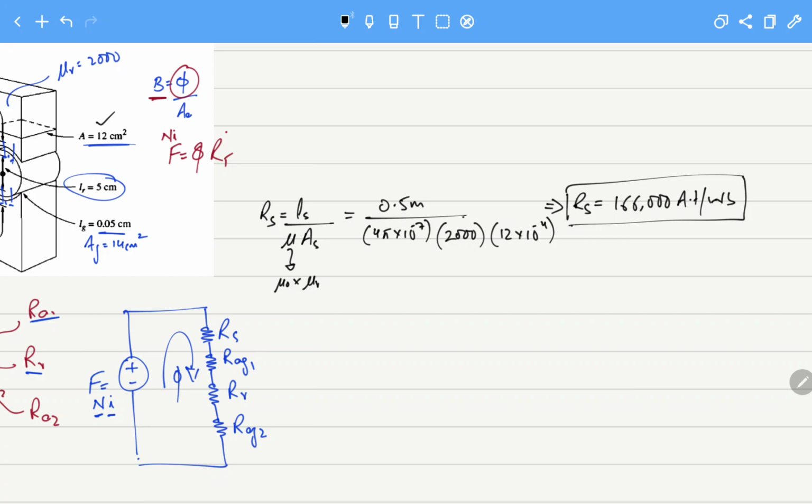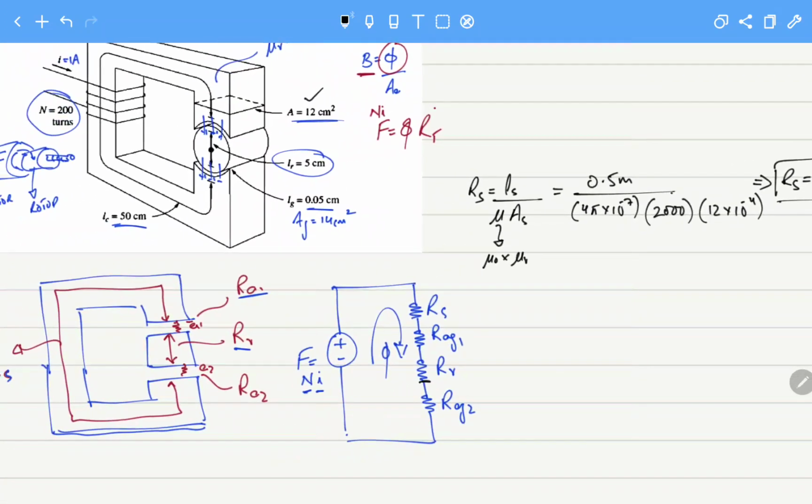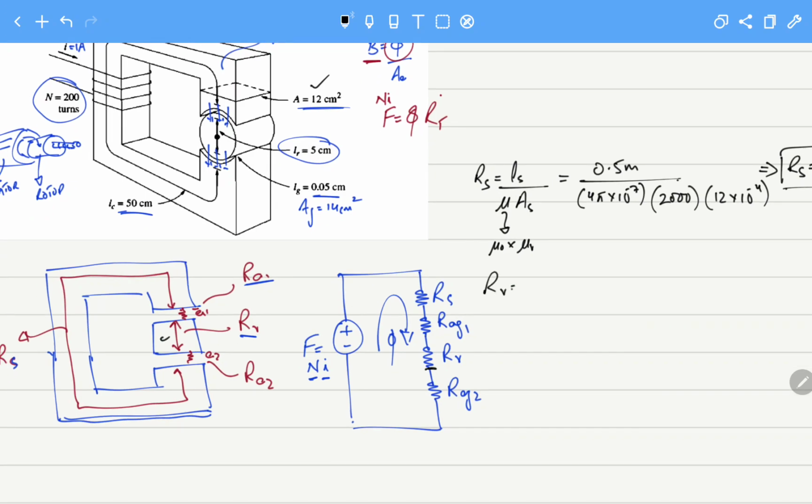The next is, let's calculate for the rotor. Which is the rotor part? This is the rotor. So for the rotor, it will be length of rotor over mu naught mu r, again it is made up of the same core, and the area of cross section for the rotor is the same as the core, that is the area of the rotor.